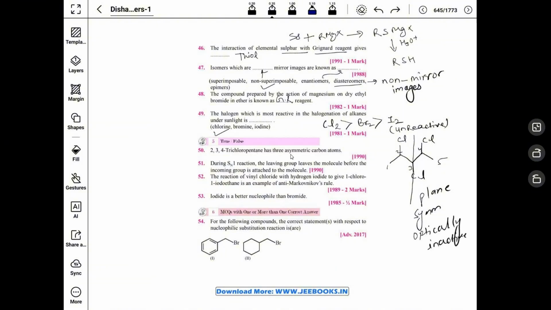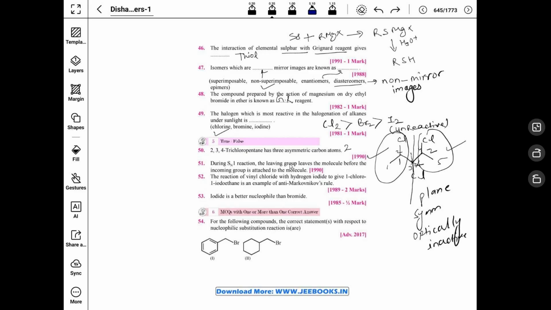But he is asking how many asymmetric carbons are there. So it has one asymmetric carbon and two asymmetric carbon. This is not an asymmetric carbon because the attachment at this is, one is this, second is this, which are the same, and third is hydrogen, fourth is chlorine. But this attachment and this one are the same, therefore it has only two asymmetric carbons.